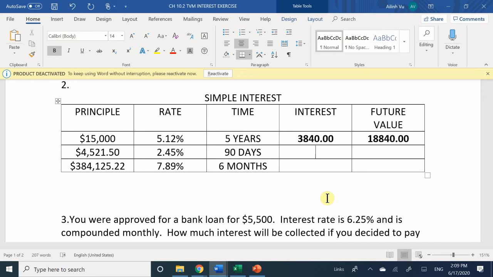So problem number 2 says you originally invested $4,521.50. Your simple interest rate is going to be 2.45%, and this time it's only going to be for 90 days. Now, you have years, days, months. Does any of that matter? Yes, good question.